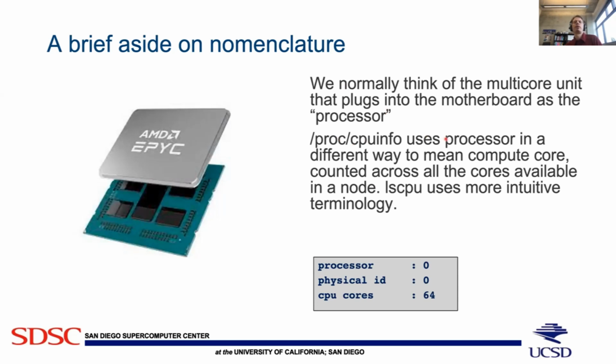Because I talked about cores and processors before already: typically, what we think of as a processor is basically the thing that plugs into the motherboard, right? I mean, that's the chip here, and we have 2 of those in an advanced compute node, and each of those has 64 compute cores. And /proc/cpuinfo uses "processor" in a different way, to mean a compute core, right? So you're basically thinking of a multi-processor system. But typically nowadays we say a processor has multiple compute cores. So lscpu in that sense uses a more intuitive terminology, right?